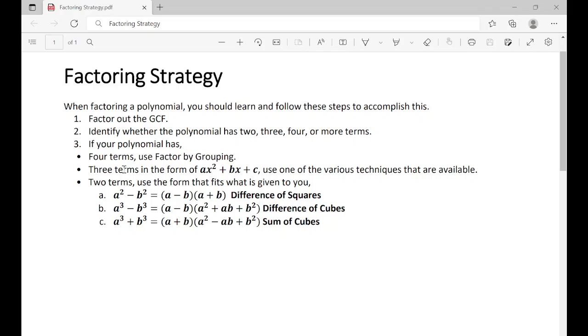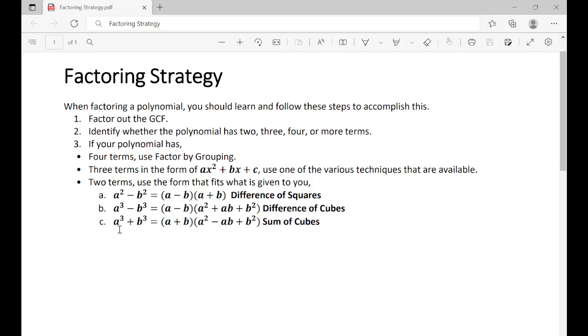If it's 3 terms in the form of ax squared plus bx plus c, use one of the various techniques that are available to you to factor that kind of trinomial. And if you have 2 terms, you need to figure out what form it is to figure out which technique to use. So if it's in the form of a squared minus b squared, you're going to want to use the difference of squares. If it's in the form of a cubed minus b cubed, you're going to want to use the difference of cubes.